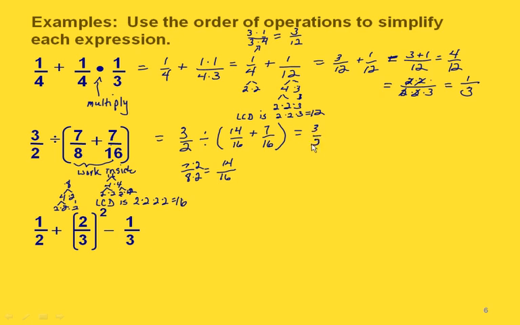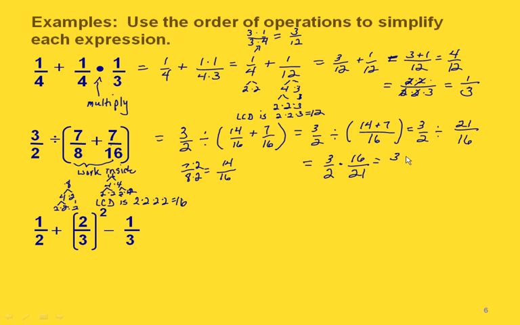Now we have like fractions in here, so our denominator is 16. On the top we have 14 plus 7, and 14 plus 7 gives us 21. On the bottom we have 16. Notice I left the parentheses off because we've done everything to simplify inside the parentheses now. Now we just have a division problem, so we're going to turn this into a multiplication by flipping over our second fraction. Now we have 3/2 times 16 over 21.